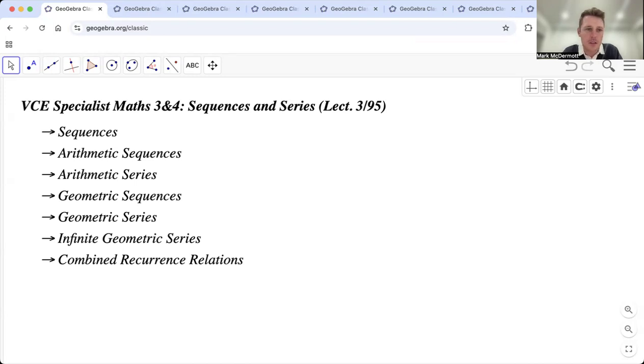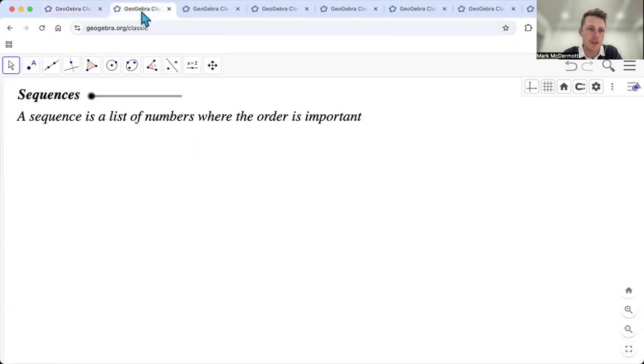We're going to look at sequences and series, and these are the topics that we're going to cover. So we're going to look at what a sequence is. We're going to look at arithmetic sequences, arithmetic series, geometric sequences, geometric series, infinite geometric series, and combined recurrence relations. It's going to get pretty hairy towards the end, but hopefully we can make some sense of it. I'll put timestamps on the video so you can jump to the relevant part for you.